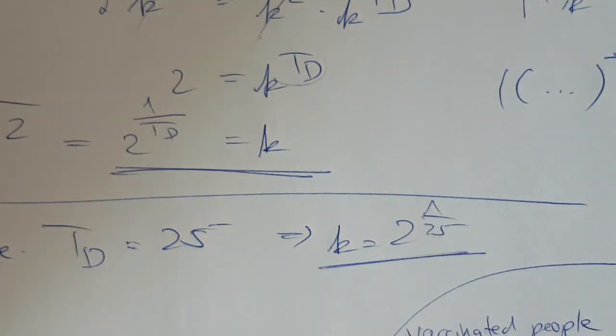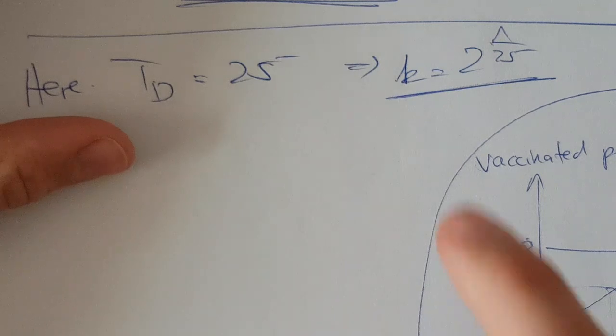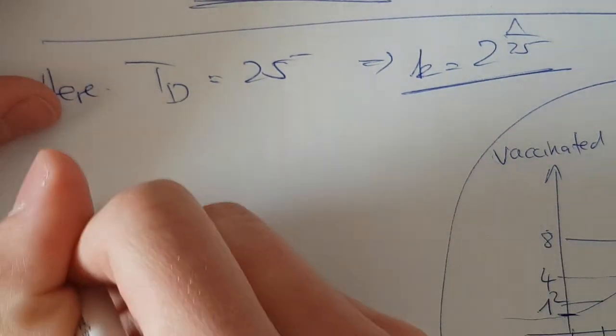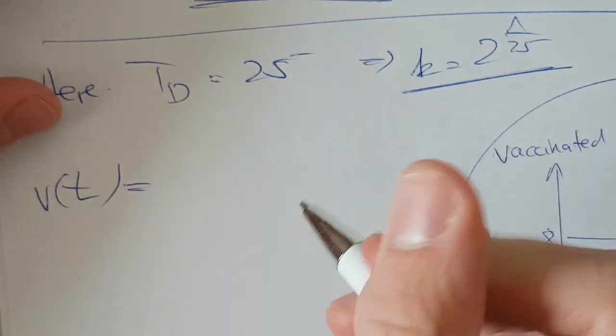Now we've got every parameter we need in order to create our exponential function to model the number of vaccinated people in Germany. We know a is 2.4, we know k is 2 to the power of 1 over 25. So v of t is equal to a times k to the t.